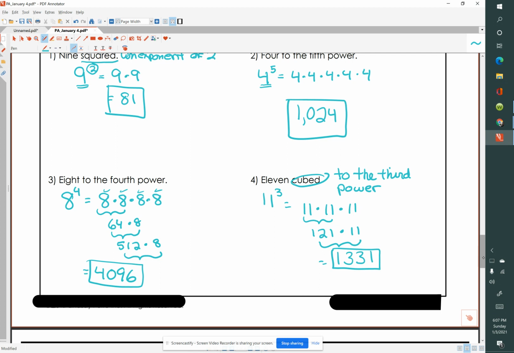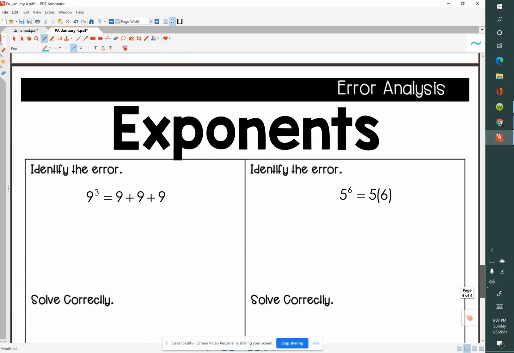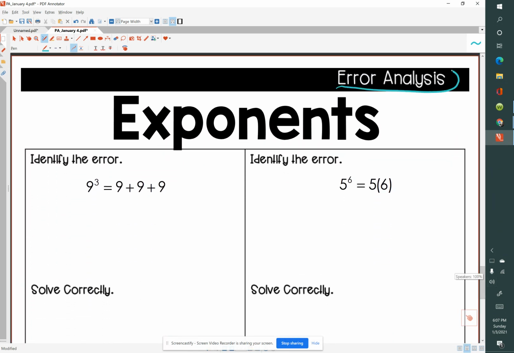So let's finish up. We have one more page, and it looks like we're doing some error analysis here. I love the error analysis because it shows that we're really paying attention to our work. So let's look at that error analysis and let's take a look at what the mistakes are.